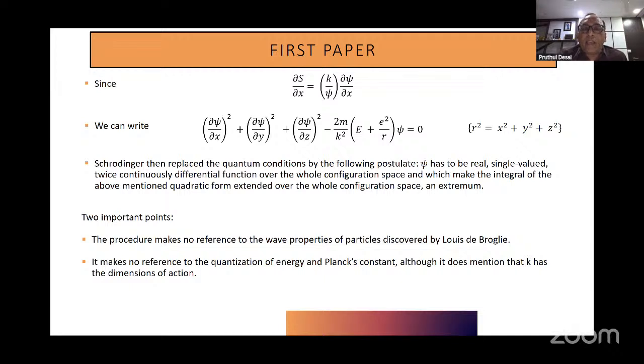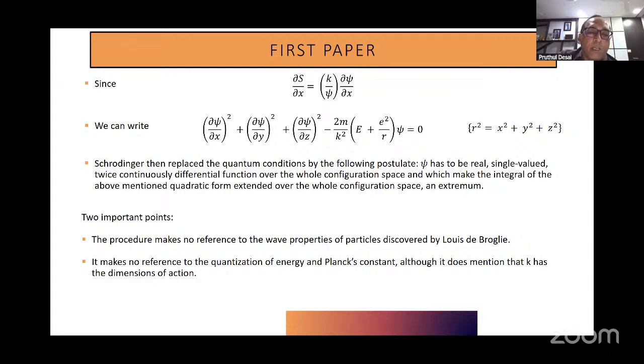And as a result, if you impose this condition, it will make the integral of the bracket of the term on the left-hand side an extremum. So this is the key point in Schrodinger's entire method of arriving at his equation. The term on the left-hand side becomes an extremum. So he makes two important points here.